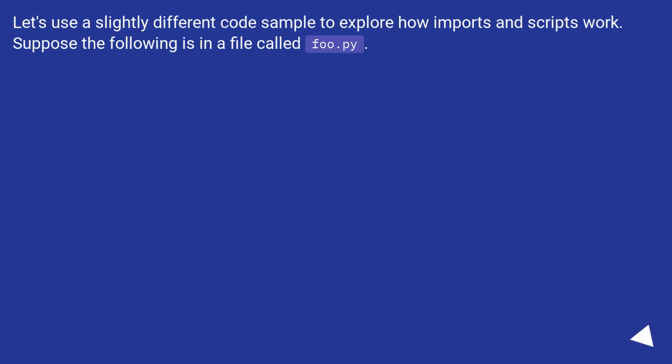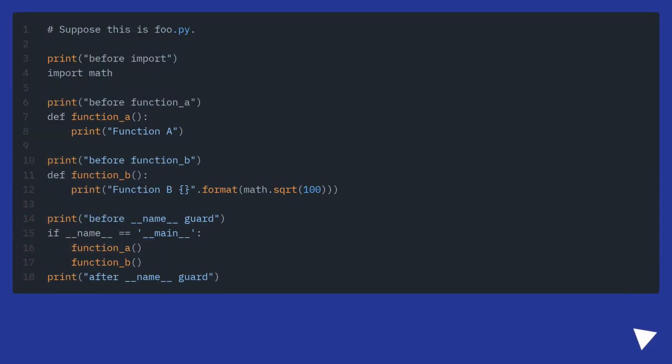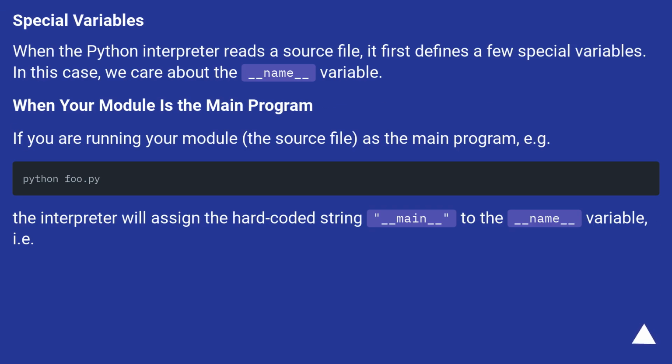Let's use a slightly different code sample to explore how imports and scripts work. Suppose the following is in a file called foo.py. Special variables. When the Python interpreter reads a source file, it first defines a few special variables. In this case, we care about the __name__ variable.